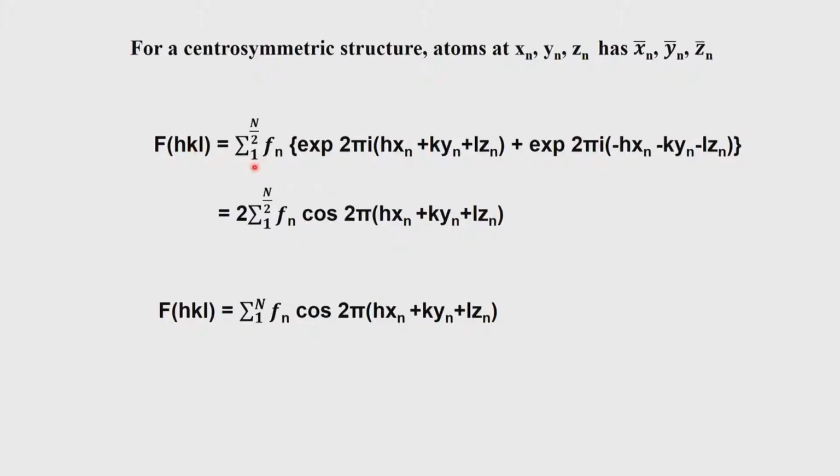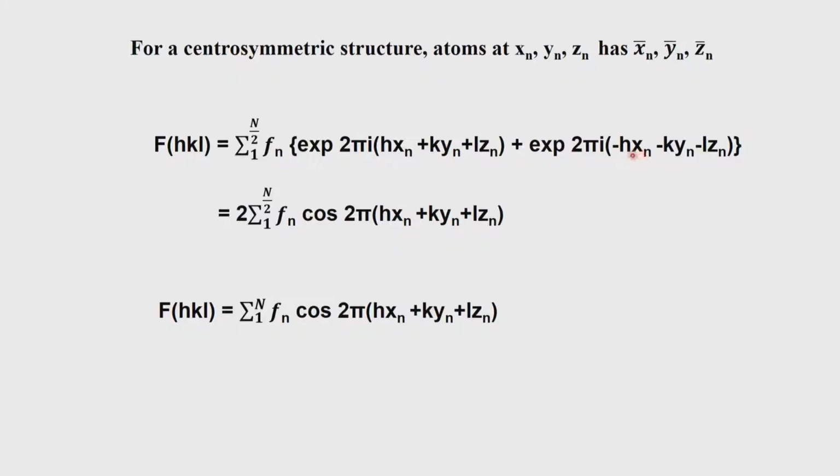If the center of symmetry is at the origin, then F of HKL is the sum over 1 to n divided by 2, because now we do not have to consider x y z separately and x bar y bar z bar separately. If we do separate them, then the summation is over only half the number, because for every x y z there is a minus x minus y minus z present in the unit cell. So this summation is over the unit cell, and this now, you see, is n divided by 2 of fn exponential 2 pi i (hxn + kyn + lzn) plus exponential minus of (hxn + kyn + lzn).